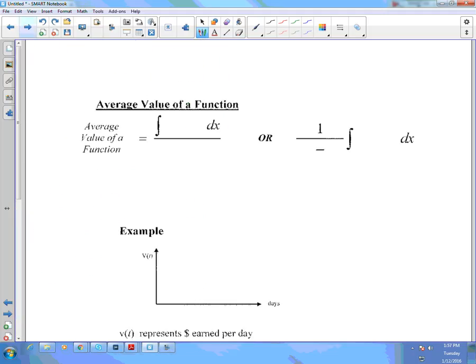Average value. Average value of a function. So, if you're integrating f of x dx from a to b, to find the average value, you integrate, and then you divide by the upper bound minus the lower bound. Usually we write it like this, though. 1 over b minus a, integrating f of x from a to b.